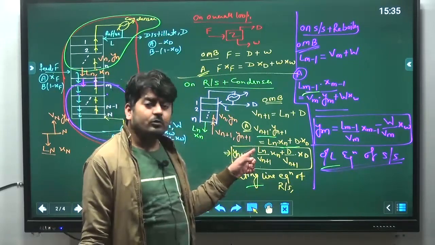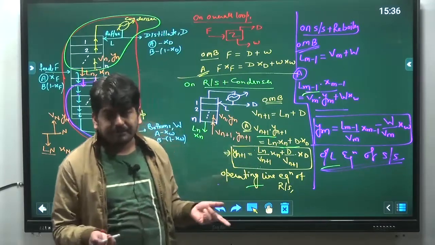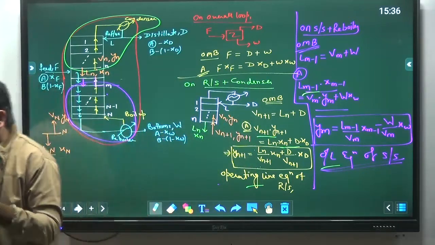Why? Because it is moles of liquid divided by moles of vapor. We cannot cancel them. Okay, moles of liquid divided by moles of vapors. So remember this point.